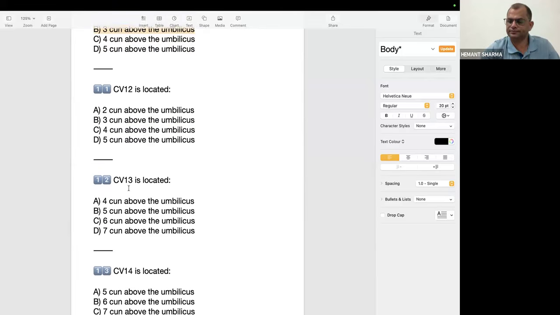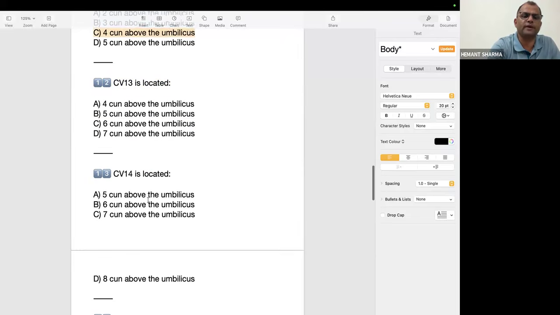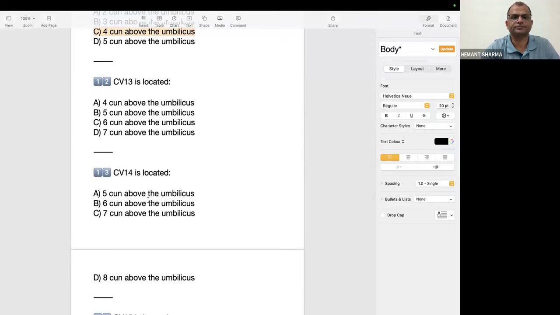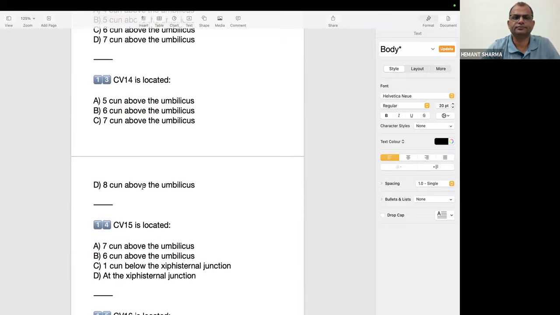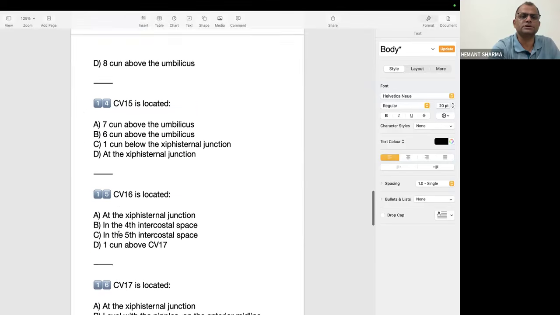Question number 11: CV12 is located 4 cun above the umbilicus. Question number 12: CV13 is located 5 cun above the umbilicus. Question number 13: CV14 is located 6 cun above the umbilicus. Question number 14.